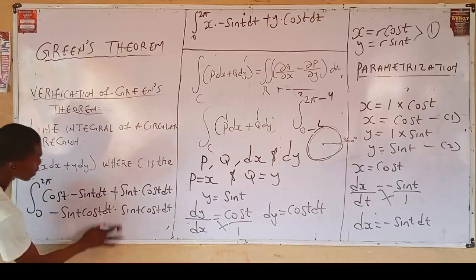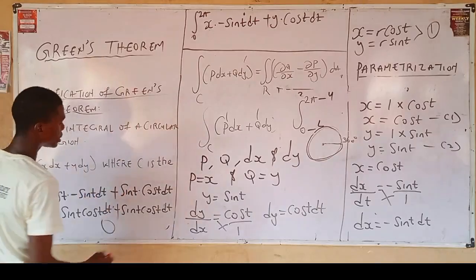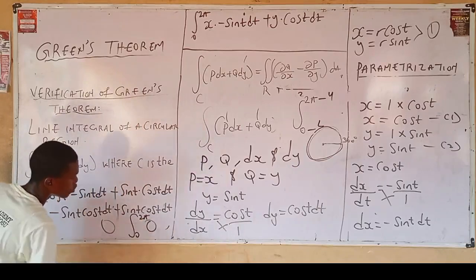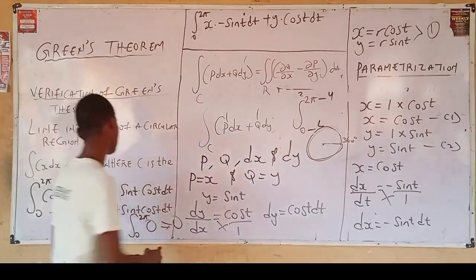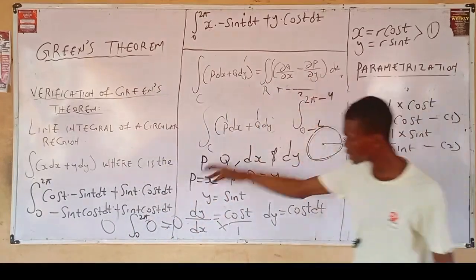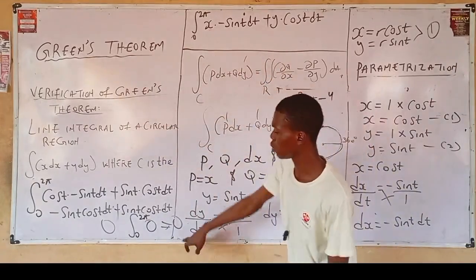So from here, this plus this is what? This plus this is 0. Meaning at the end I'm having the integral from 0 to pi of 0, which is equal to 0, because there's no way we can integrate this and substitute our limit. We still get 0. So for this question, we've implemented the line integral, we got 0.